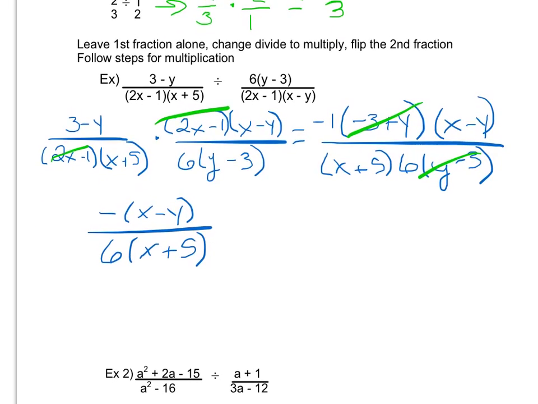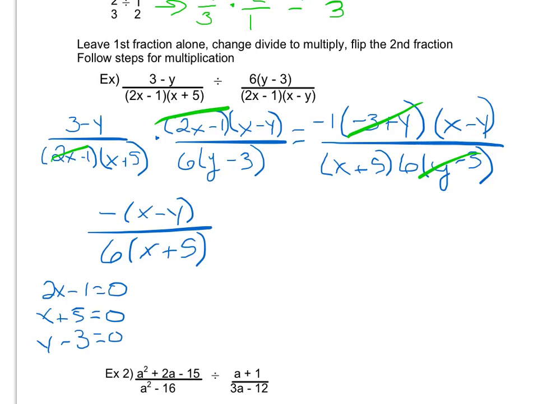So in order to state my domain, I'm going to go back here before I canceled, and I'm going to set each factor equal to 0. Doing that, I get: when does 2x minus 1 equal 0? When does x plus 5 equal 0? 6 is never going to be 0, so I'm going to skip setting 6 equal to 0. And when does y minus 3 equal 0?